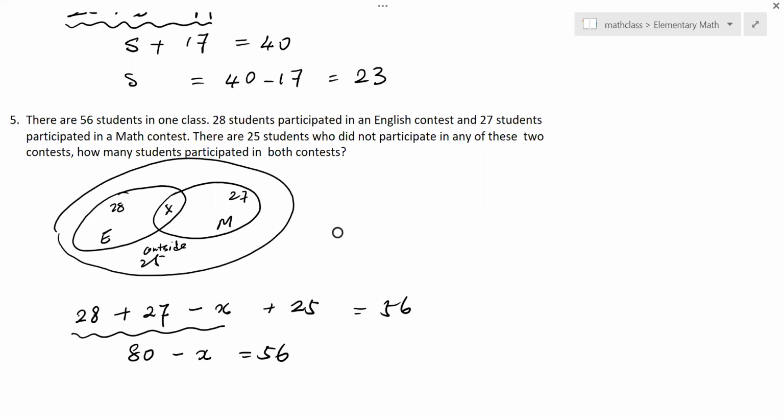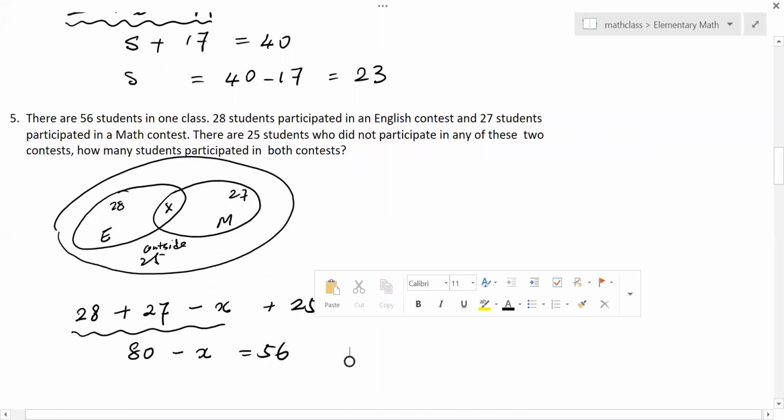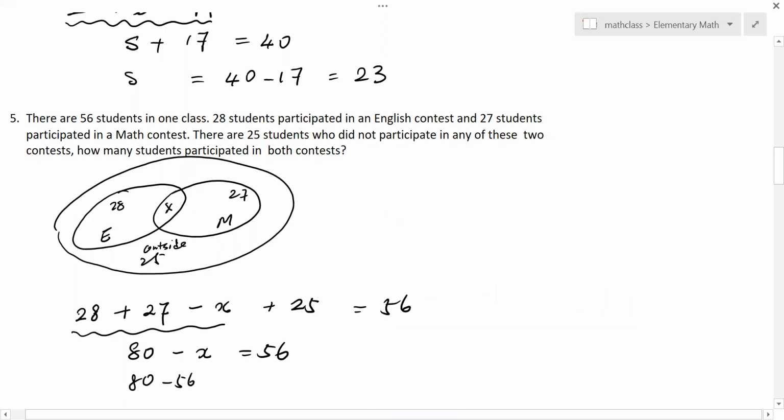Well, you just treat it like any equation. You subtract 56 from both sides, then the other side becomes 0. 80 minus 56, you get 24. So 24 minus X equals 0, then X should be equal to 24. Okay, good job.